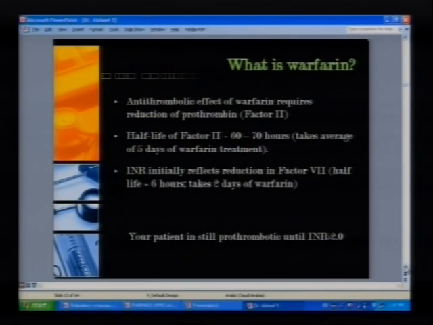And the patient is prothrombotic until INR gets to more than 2. This was tried in clinical trials. They compared 1.5 to 2 with 2 to 3, and 2 to 3 came out superior to 1.5 to 2.